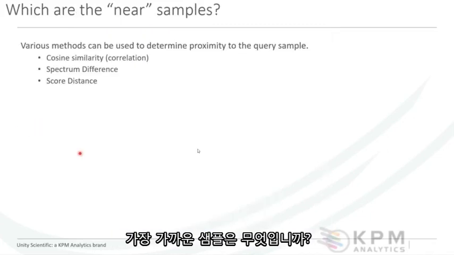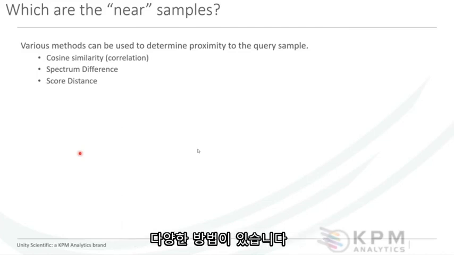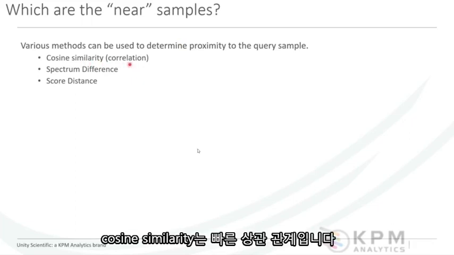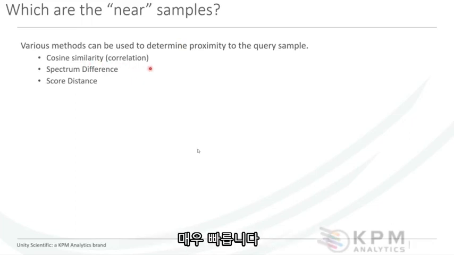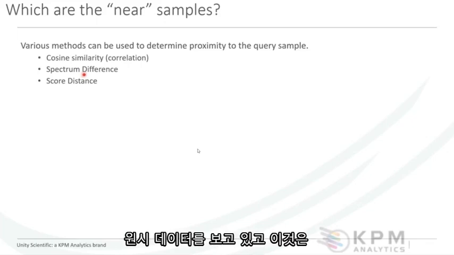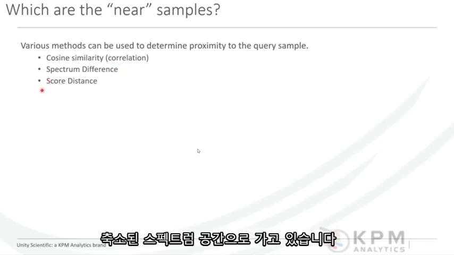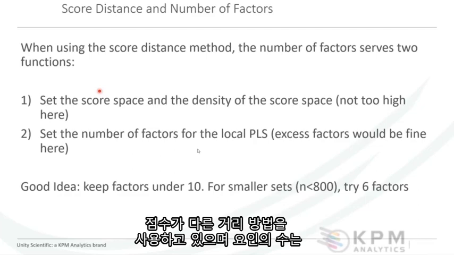So what are the near samples? There are various methods that can be used to determine the proximity or the closeness or the similarity to our query or our unknown sample. Cosine similarity is a quick correlation. It's very fast. It's a very easy calculation. We can look also at the maximum spectrum difference or the score difference. So this is still looking at the raw data, and this is going into a reduced spectral space. You're using the score distance method.